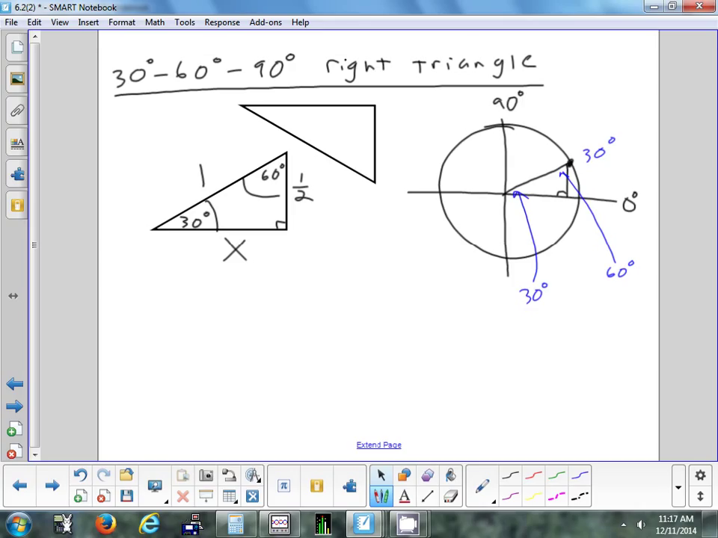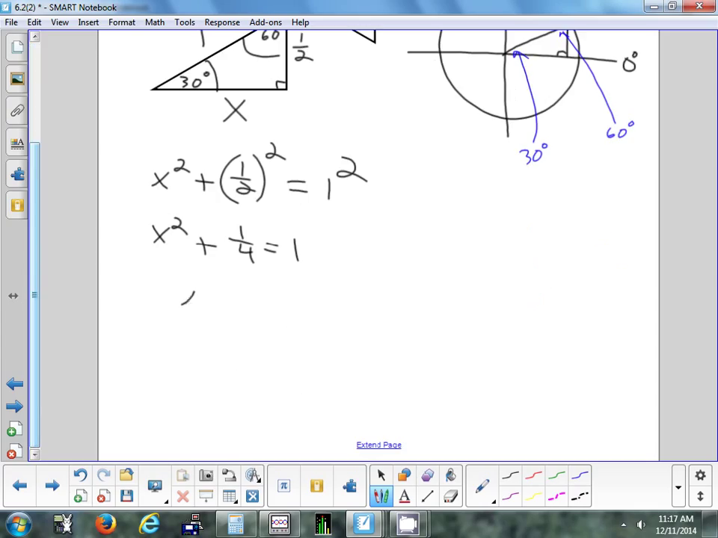We already know y. Y is a half. So x squared plus a half squared equals 1 squared. Okay, Kelsey, what's a half squared? Yep, 1/4 equals 1. Bring the 1/4 to the other side. 1 minus 1/4 is 3/4.